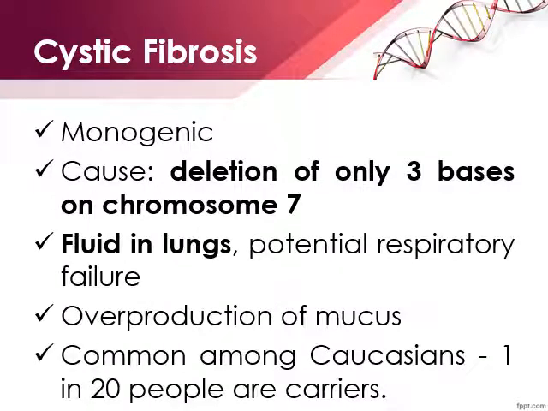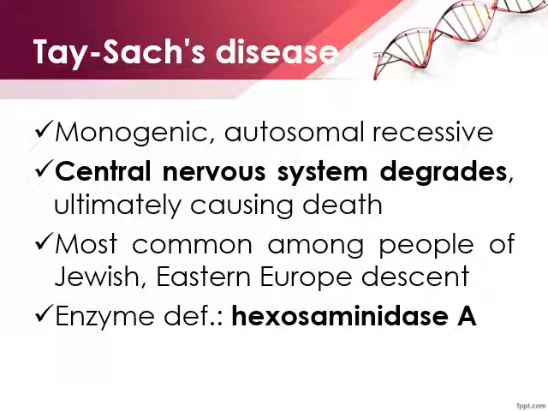We also have cystic fibrosis, a monogenic disorder, caused by the deletion of only 3 bases on chromosome 7. There is fluid in the lungs, potential respiratory failure, overproduction of mucus, and it is common among Caucasians. We also have Tay-Sachs disease. It is a monogenic autosomal recessive disorder. The central nervous system degrades, and it can cause death. The enzyme deficient is hexosaminidase A.